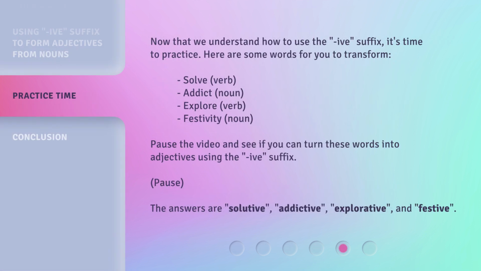Now that we understand how to use the "ive" suffix, it's time to practice. Here are some words for you to transform. Solve, verb. Addict, noun. Explore, verb. Festivity, noun. Pause the video and see if you can turn these words into adjectives using the "ive" suffix. The answers are solutive, addictive, explorative, and festive.